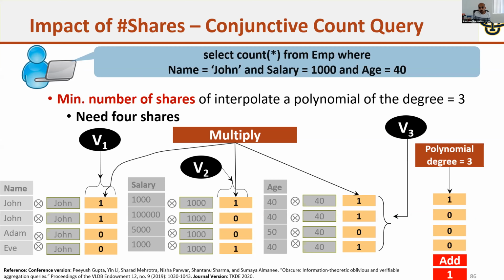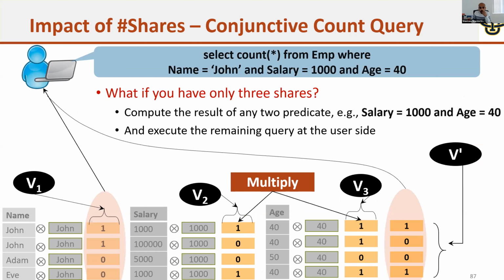But now suppose I don't have 4 clouds. I have only 3 clouds. So what will happen? In this case, I can still multiply only 2 vectors, v2 and v3. After multiplying v2 and v3, I will get v prime. I will send the v prime vector and the v1 vector to the user. The user will first perform the interpolation, then multiply and add. So if you decrease the number of clouds, the user needs to perform some computation at his end also, and the communication cost increases. If you have enough servers, you don't need to do the entire computation at your end.